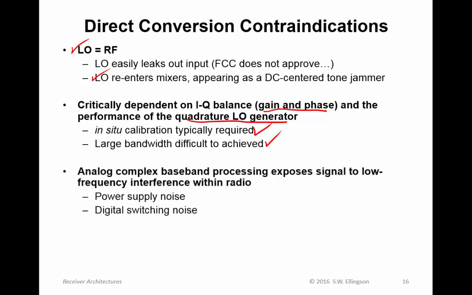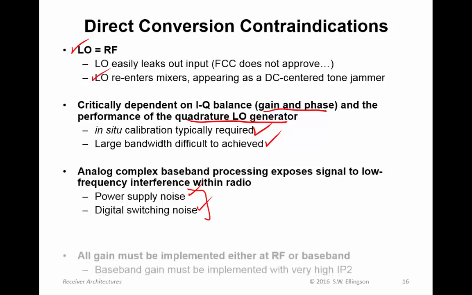Analog complex baseband processing exposes the signal to low frequency interference within the radio. There is tons of low frequency interference within a receiver. For example, modern power supplies produce tons of noise at frequencies not too far from DC. Furthermore, everything that's digital tends to produce a lot of noise. And all these signals will then overlap into the IF, which is centered at 0 hertz. This is not a problem with IF sampling architectures utilizing super heterodyne techniques.